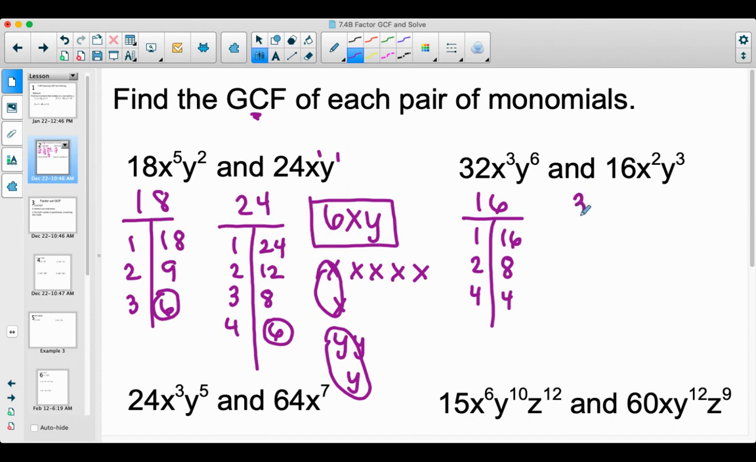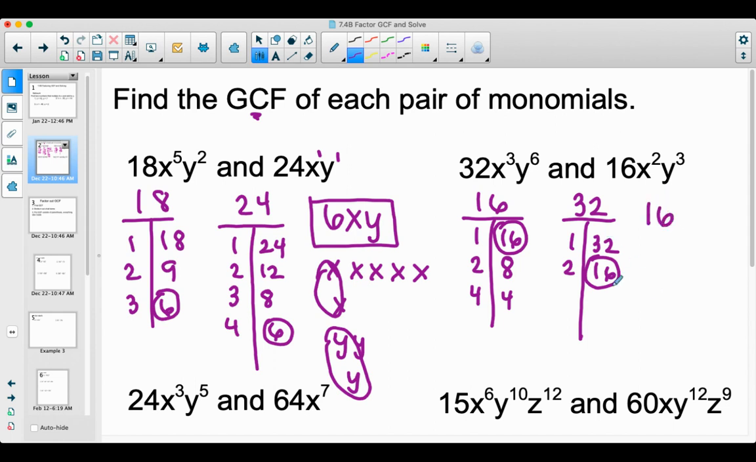And 32, we have 1 and 32, 2 and 16. And notice that 16 is also right there. And so since that's the highest one, I actually can stop. I don't even need to go any further. I know 16 is going to be my GCF.